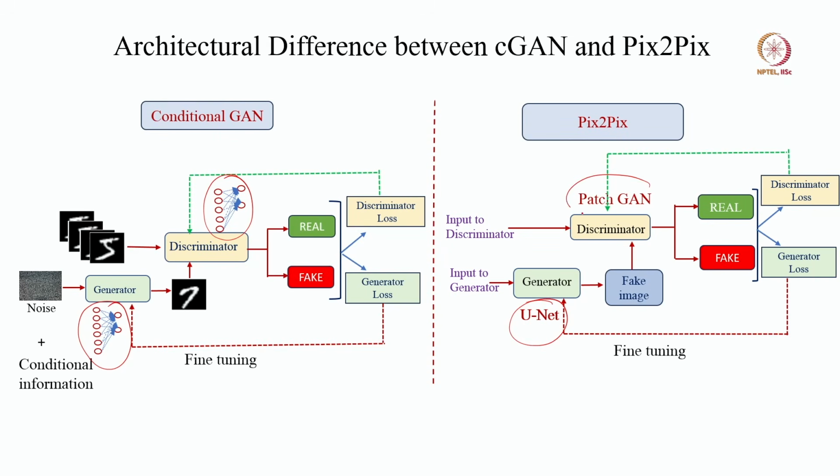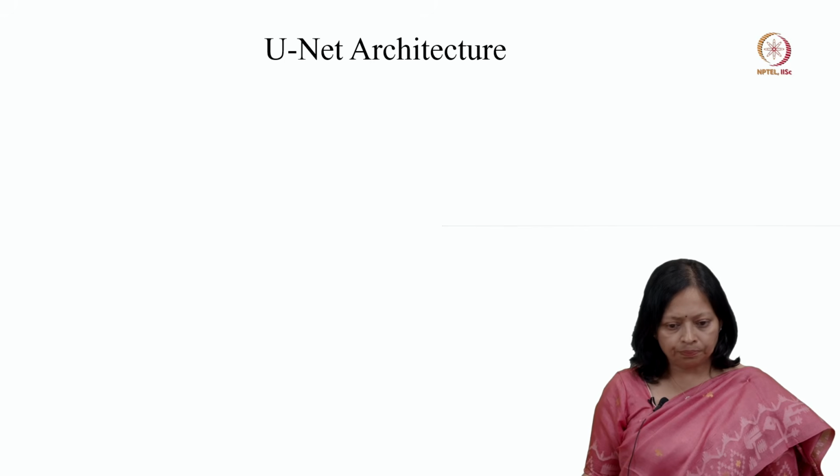In this case, it is a PatchGAN. We will come to what a PatchGAN is a little later, but for the time being we will know that in Pix2Pix the generator is made up of a U-Net architecture and the discriminator is made up of PatchGAN. So, that is the main architectural difference between conditional GAN and Pix2Pix. These are the two things that we have to concentrate on.